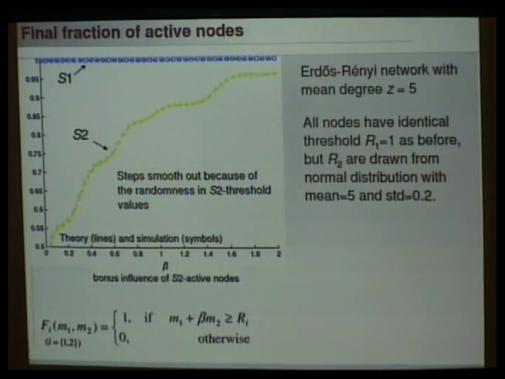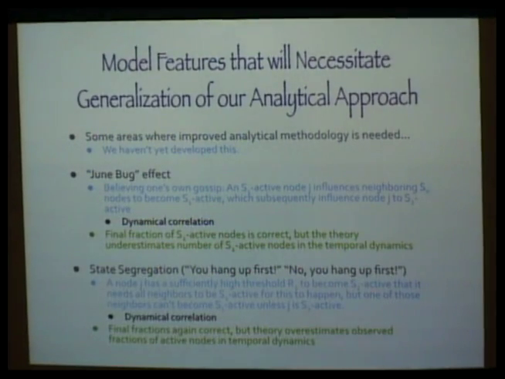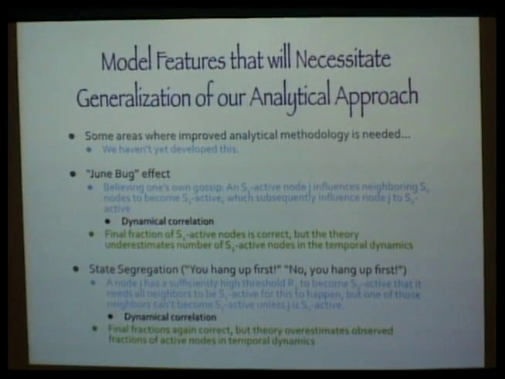Okay, you can also use non-uniform thresholds, which are a bit more realistic, and then instead of getting plateaus, you get smoothed out steps. If you look carefully, you'll notice that there's a little bit more disagreement as a result of this, but you have to look at this particular plot carefully to see it. And then I want to tell you about a couple of the things that our theory specifically does not get.